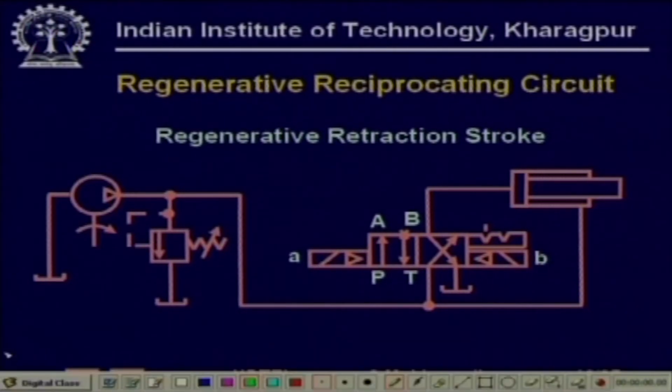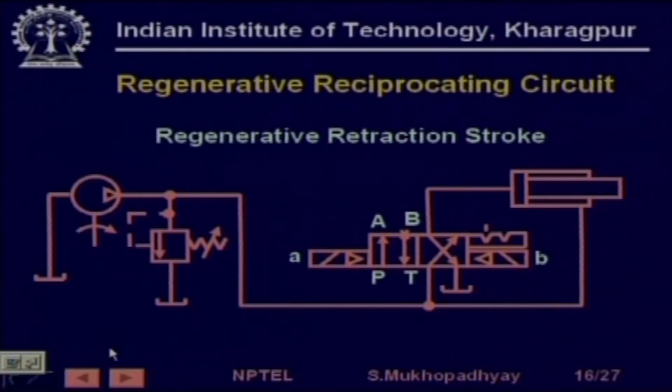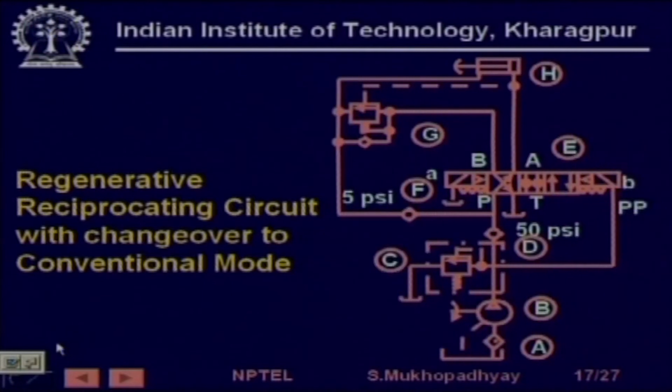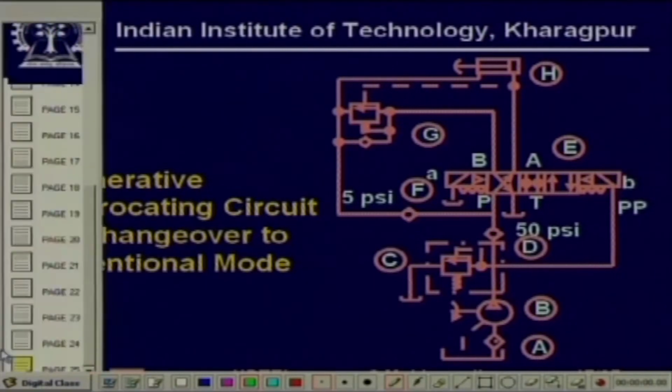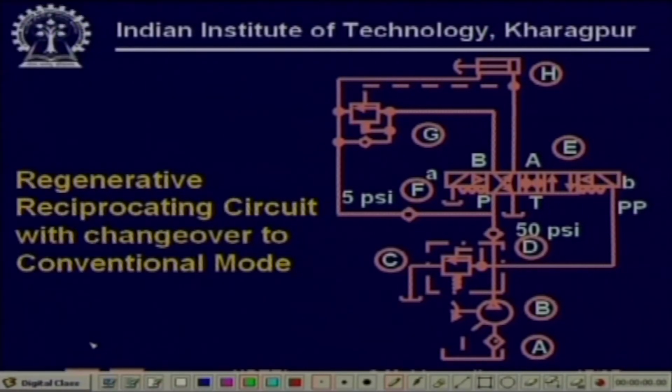So, moving on to the next one, this is a regenerative reciprocating circuit with changeover to conventional mode. So what is happening here? Basically the same type. Again you have a pump, you have a relief valve, you have a 3 position direction valve with solenoids and hydraulic pilot.